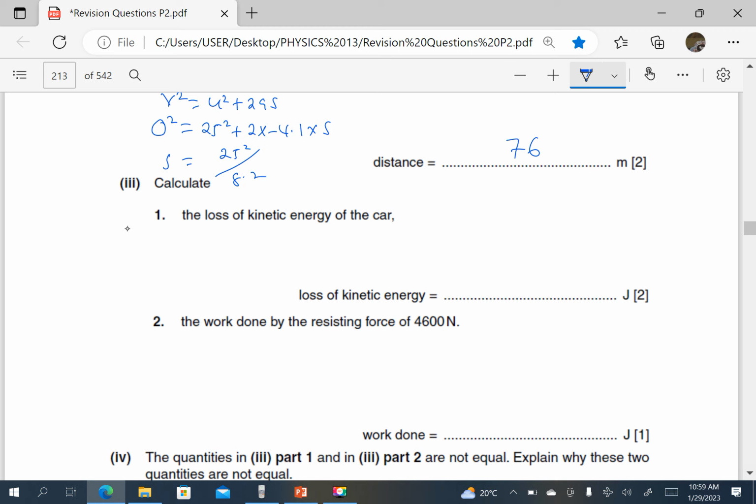Calculate the loss in kinetic energy of the car. We know kinetic energy is equal to a half m v squared. So this is going to be a half times the mass, which is 850.